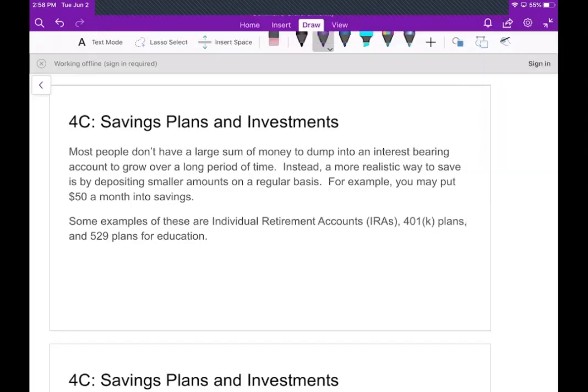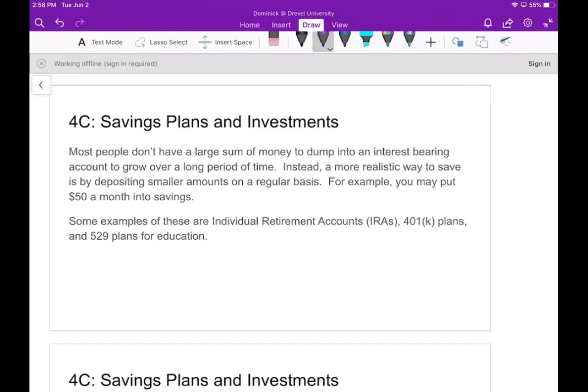Okay, guys, welcome. Today we're going to talk about savings plans and investments. The reason why we need to talk about savings plans and investments is because, if you look at the first paragraph here, most people don't have a large sum of money to dump into an interest-bearing account to grow over a long period of time.